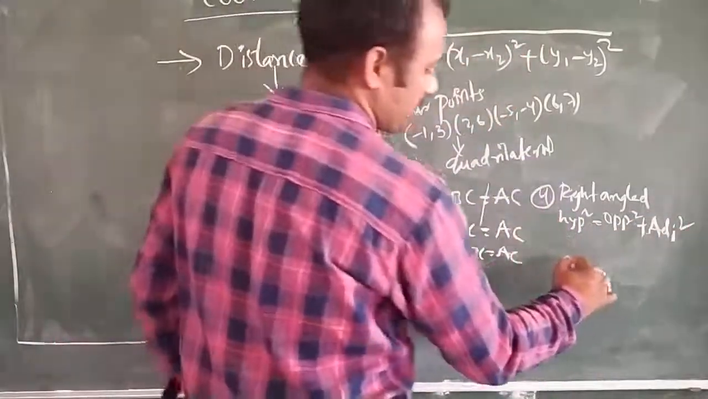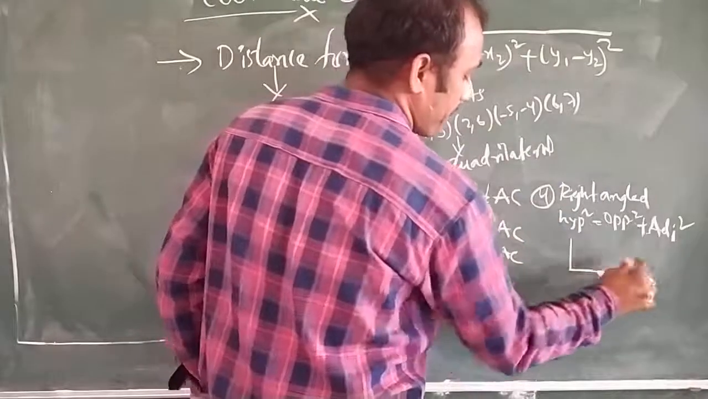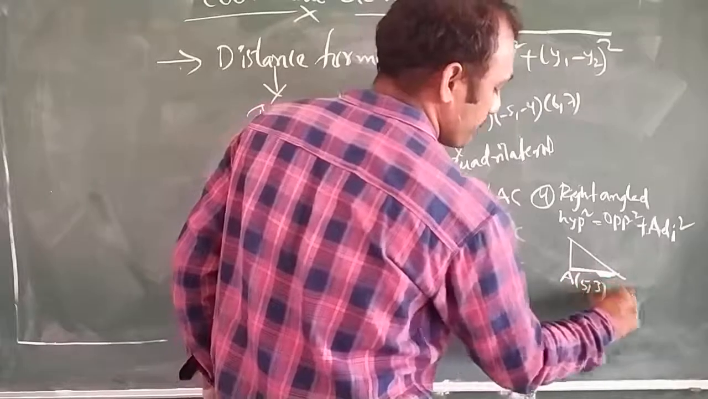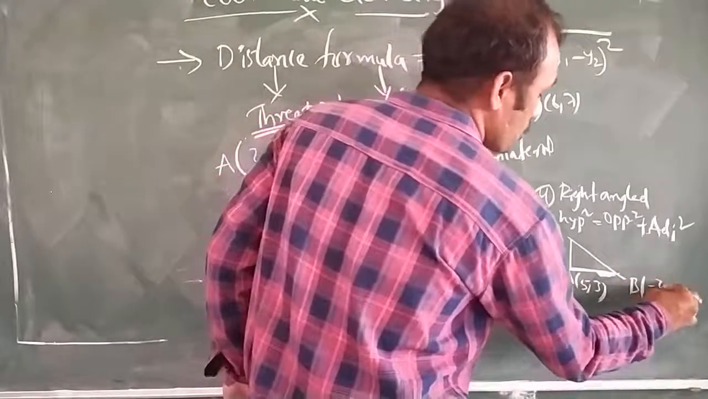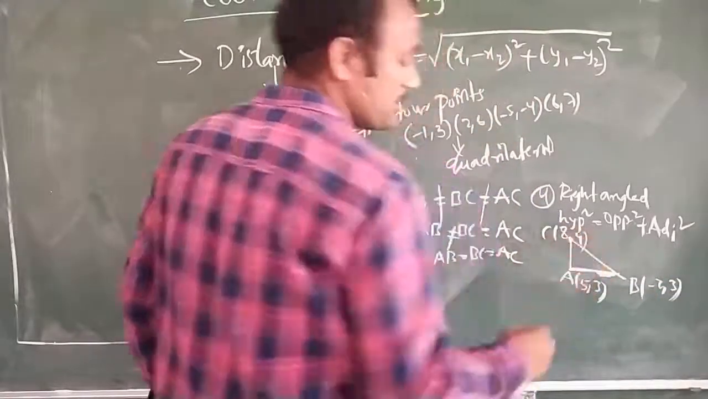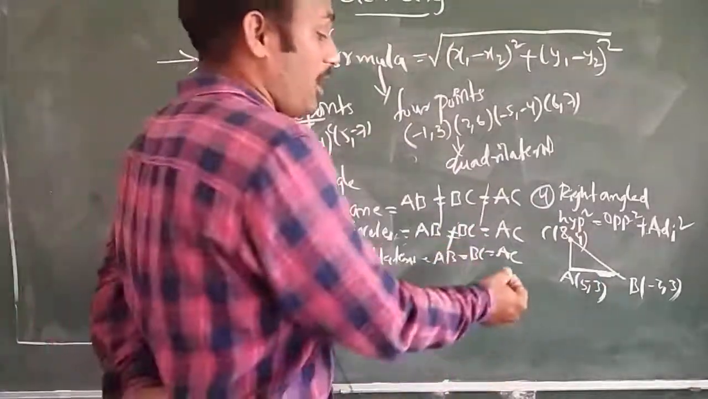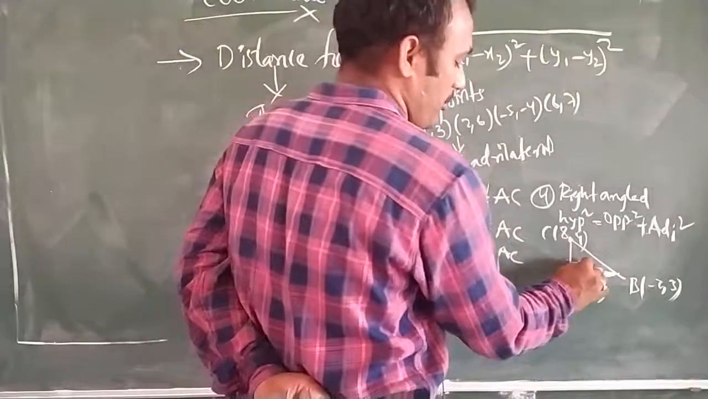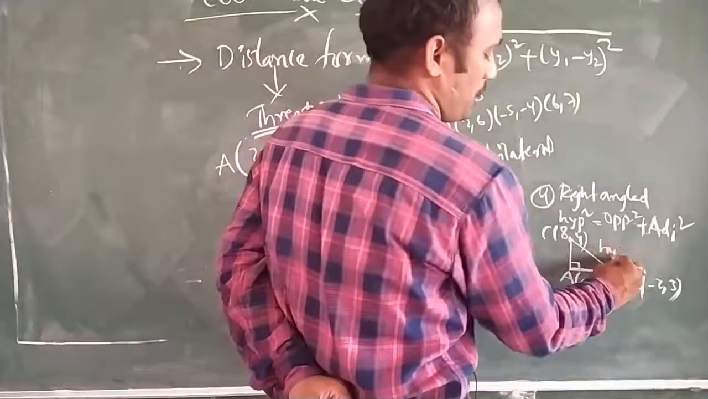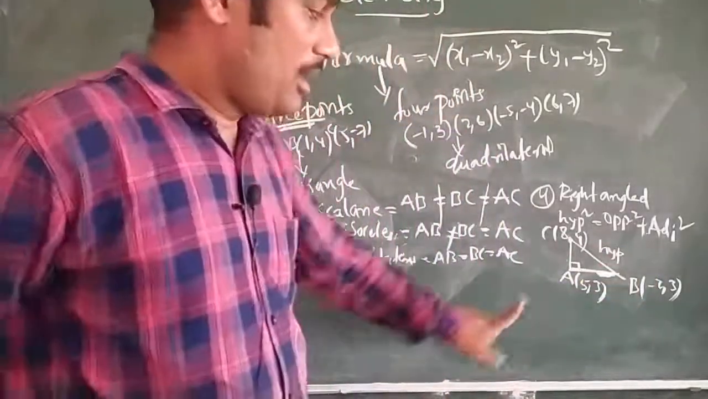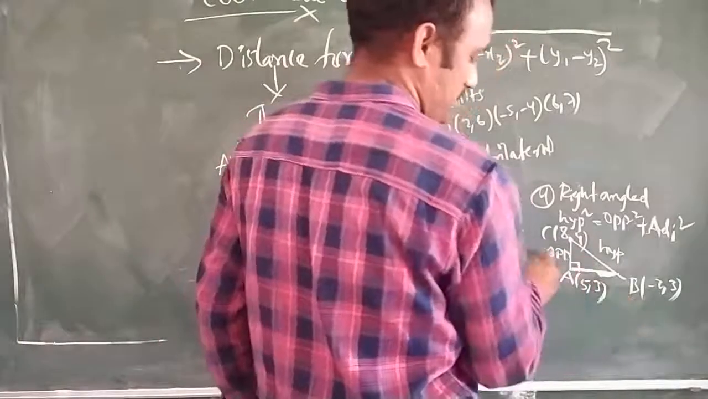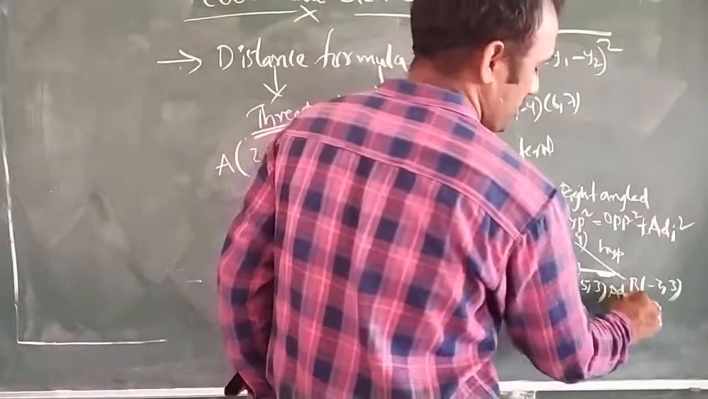For example, A (5, 3), B (minus 2, 3), C (8, 4). If this is the question, then 100% here it will be 90 degrees since it is making a right angle triangle. The side opposite the right angle will be the hypotenuse, and the remaining are opposite and adjacent. It may be this one that is opposite, or else this one may be opposite. If this is opposite, then this will be adjacent.